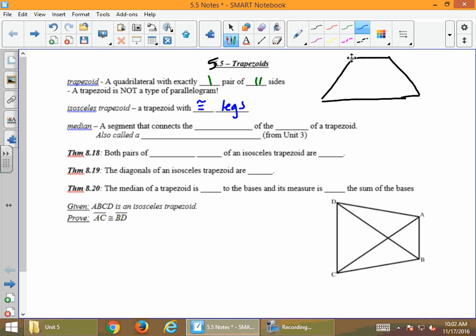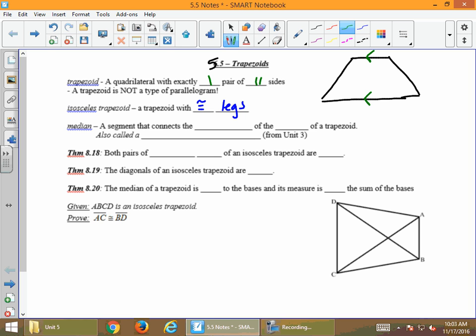That's a trapezoid. It has two parallel sides. So this one and this one, the nice flat sides, we call those the bases. They're the top and the bottom. They're the bases of your trapezoid, the nice straight flat ones. They're the parallel ones. The legs are the slanted ones. Those are not parallel. Those are slanted.